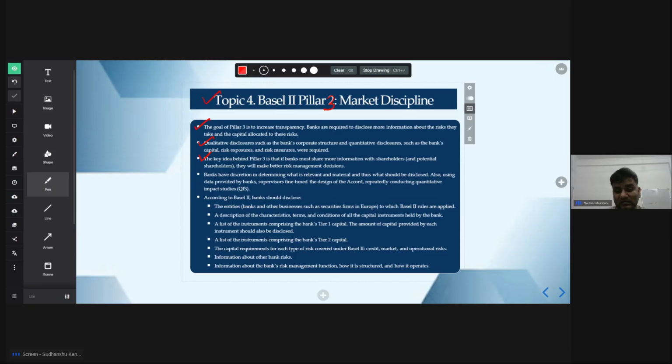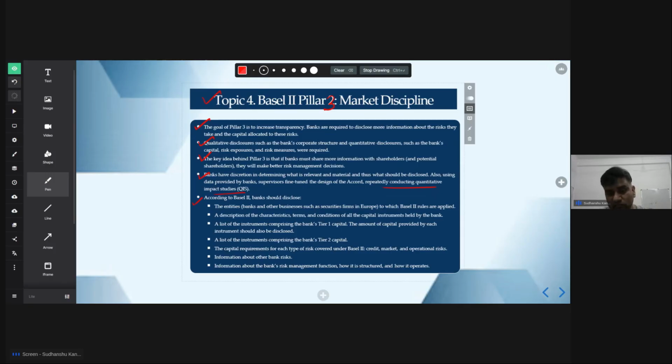Then there was disclosure flexibility, which we need to understand. The bank decides what is material and what is relevant. Supervisors used disclosed data to conduct QIS, quantitative impact studies, to fine tune Basel II repeatedly, which was required. And according to Basel II, banks should disclose all these factors which are listed.